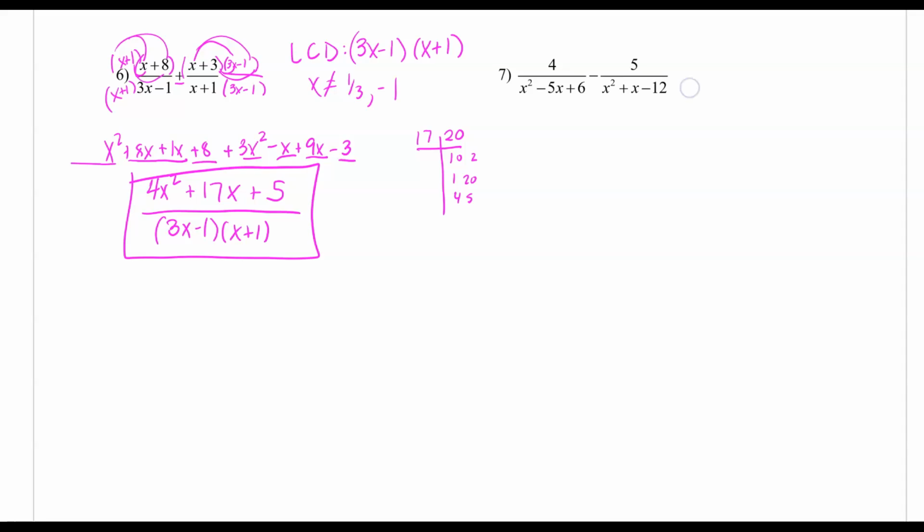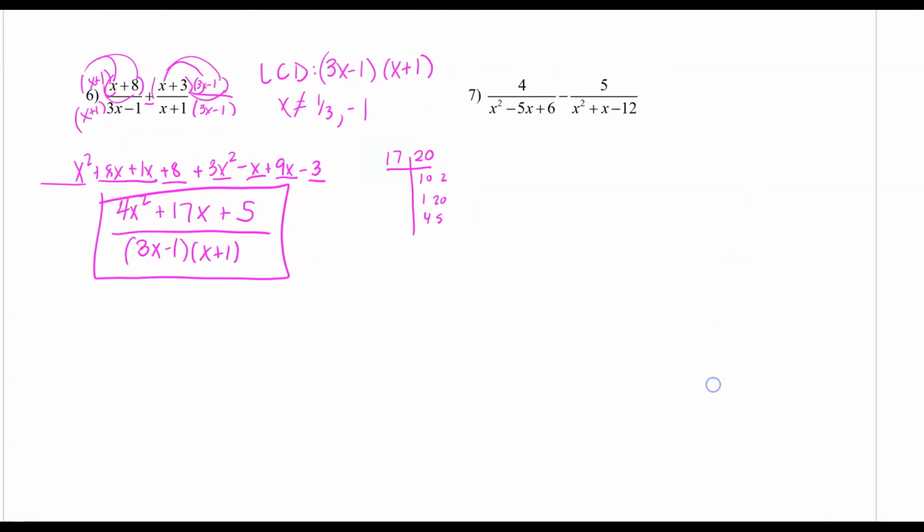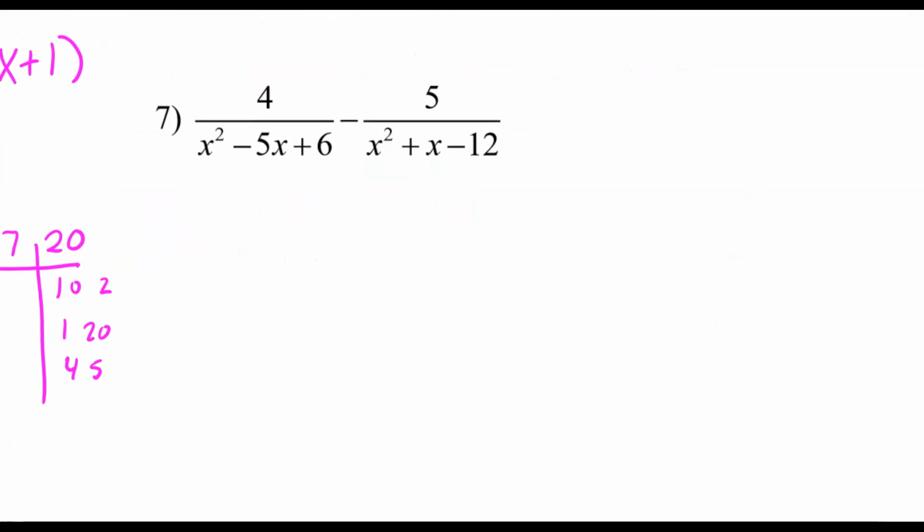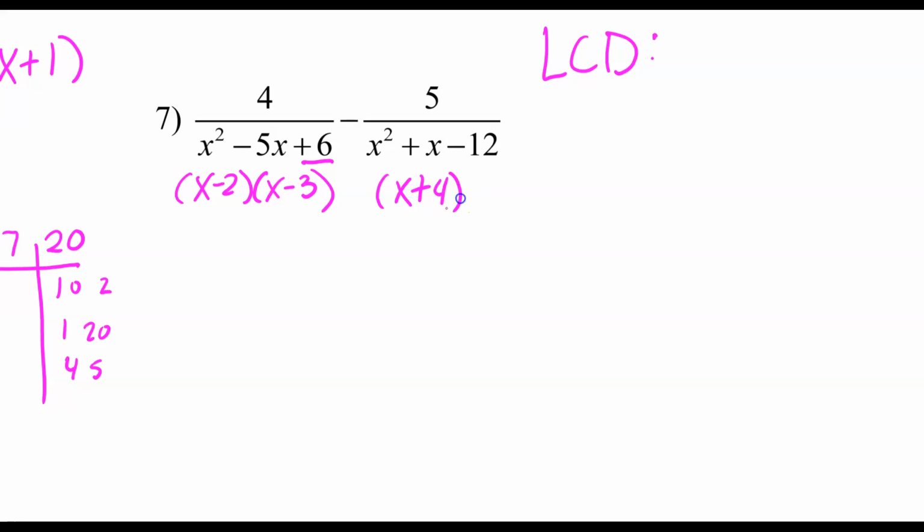Here is our last example. Is it? Yes. Number 7. So this one is minus, so I'm going to keep that in mind right away, that I'm going to need to use the brackets, and I see that the denominators are trinomials that need to be factored. So I'm going to factor them. Multiplies to 6 and adds to negative 5. Multiplies to negative 12, x plus 4, x minus 3.